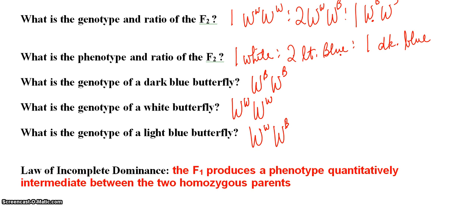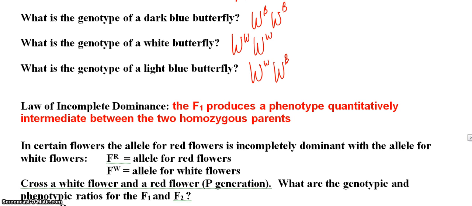Great. So, this is the law of incomplete dominance, and what it says is that the F1 produces a phenotype quantitatively intermediate between the two homozygous parents. Okay? So the F1, and maybe instead of produces, a better word would be expresses a phenotype quantitatively intermediate. It's halfway in between.